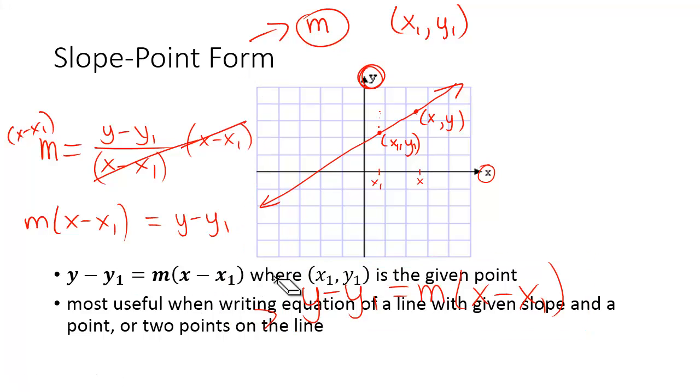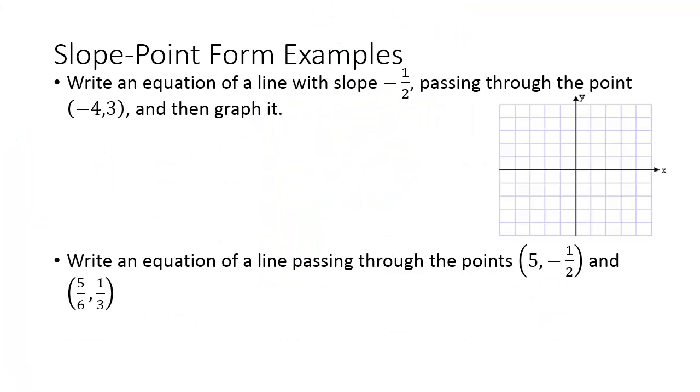As this says here, this is easily most useful when writing the equation of a line, given a slope and a point or 2 points. So let's try a couple examples. Let's say the first one, and you guys are going to do this first. Write an equation of a line with this slope. So that's your m. And it passes through this point, so that's your x1, y1.